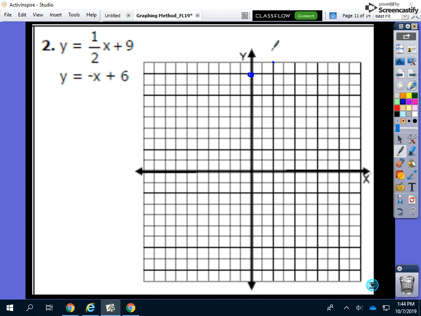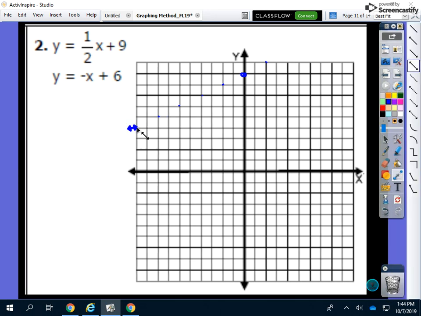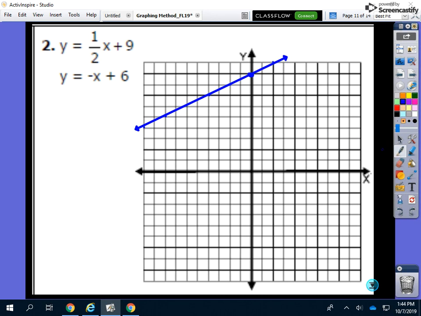However, I cannot go up and over anymore, so I'll have to go back to my y-intercept and go down 1, left 2, down 1, left 2, and so on. Now that I have these points, I'm going to go ahead and connect them. There's the graph of the first equation.